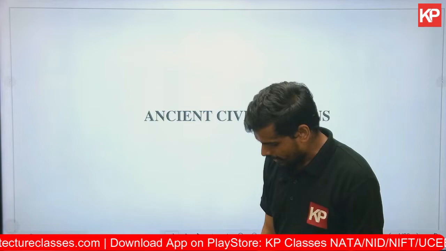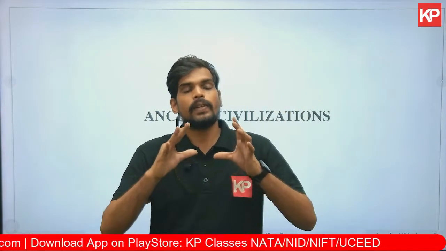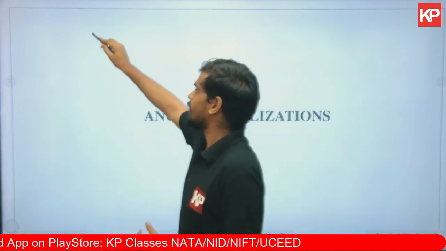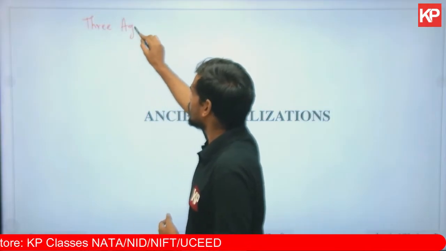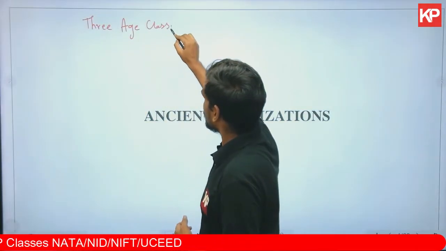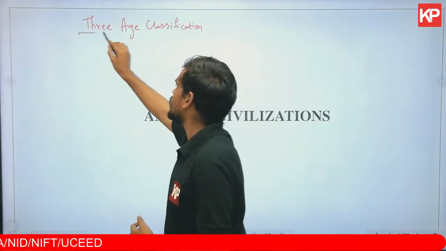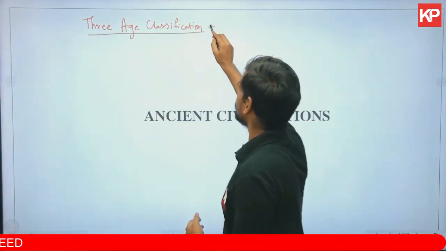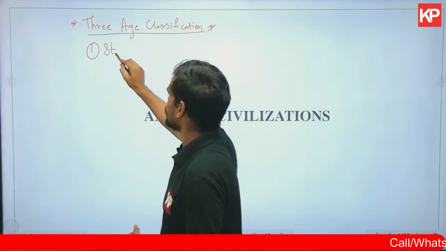Not only in architecture, anyone who studies history first understands the 3 age classification. So let us get into the details of what the 3 age classification in history is. There is something called the 3 age classification. Make a note of this point in your notes for self reference. The 3 age classification starts with number 1, Stone Age.